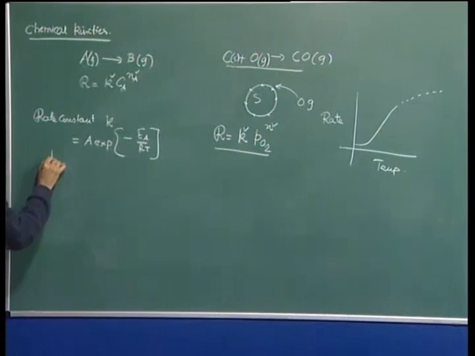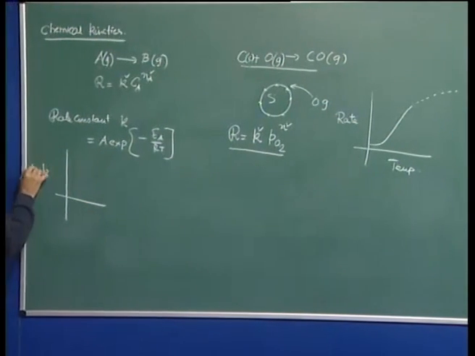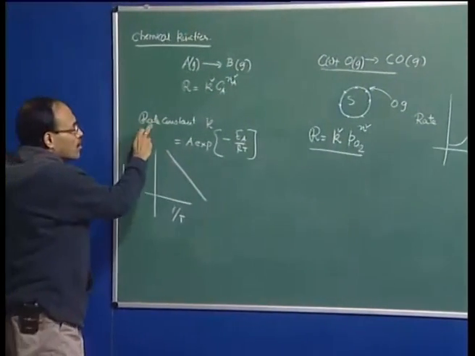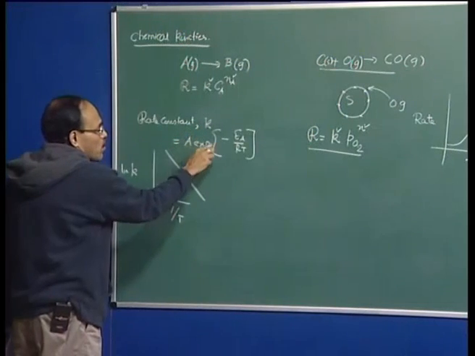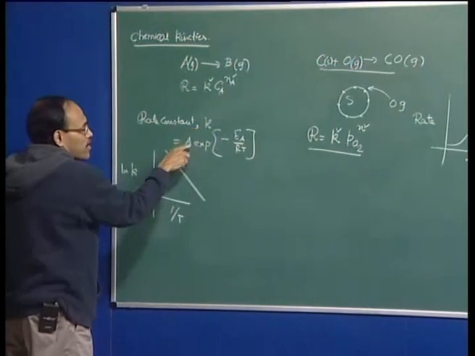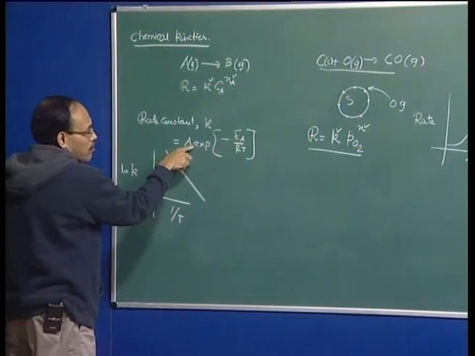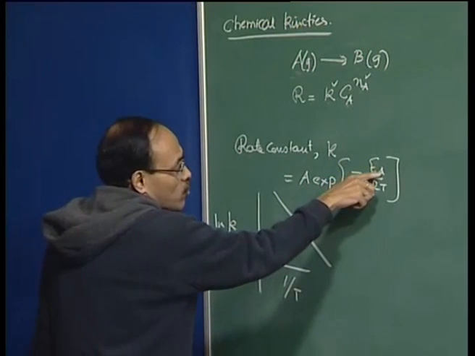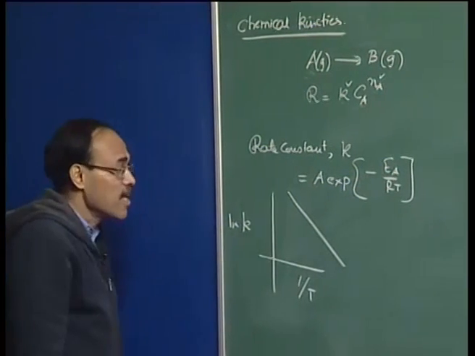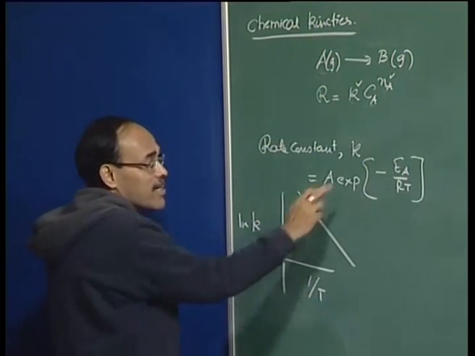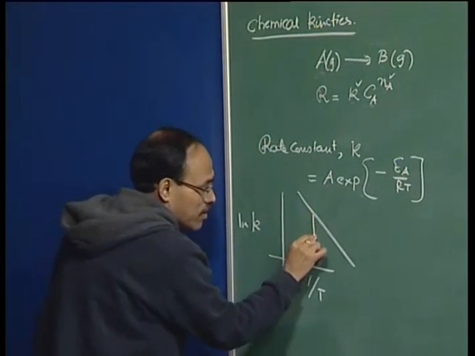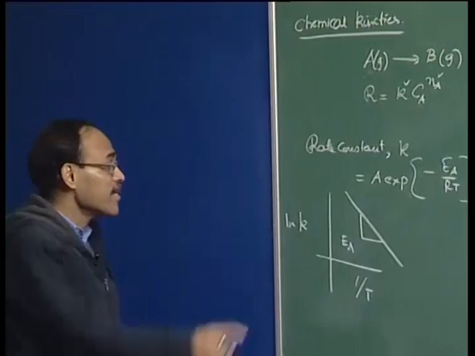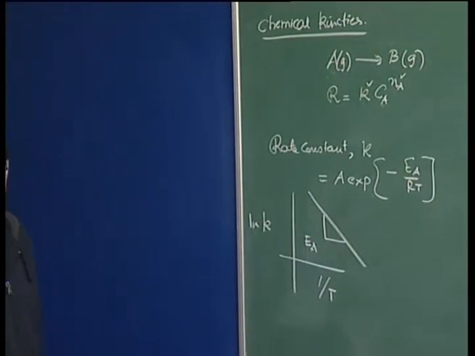And if you look at the rate constant, ln k versus 1 by T, you will see you will get a straight line with a negative slope. So, rate constant k is equal to A exponential minus E a by RT. So, ln k is equal to ln A minus E a by RT, which essentially tells us that if you plot ln k versus 1 by T, you should get a straight line, and the slope of the straight line is a measure of E sub a. I am not saying it is equal to E sub a, it is a measure of E sub a, or the activation energy of the process.